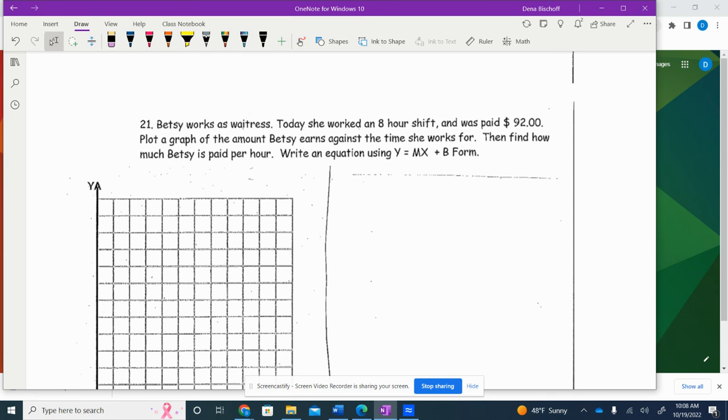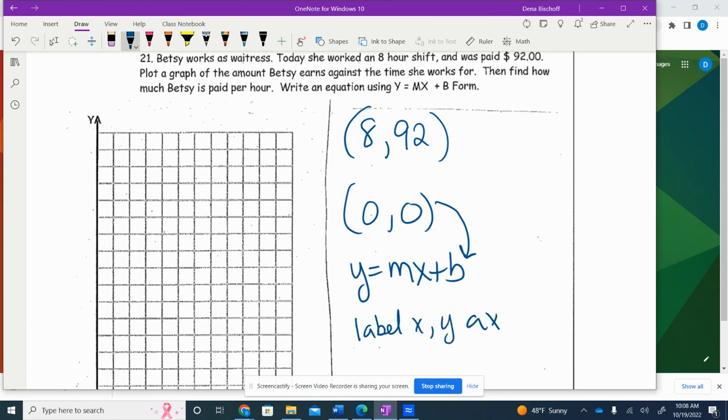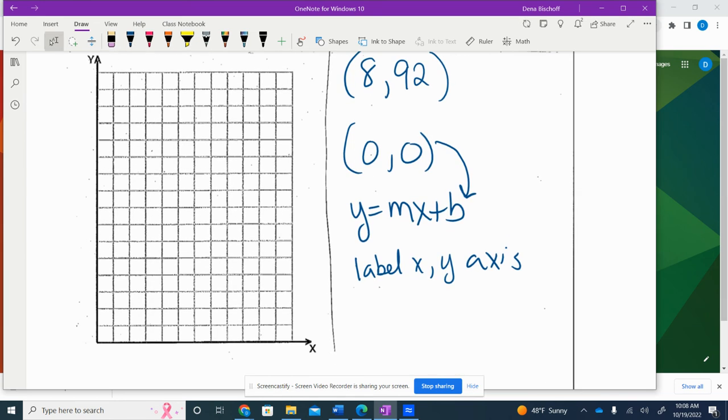Here we go. Betsy worked 8 hours and made $92. If she doesn't work at all, she makes zero money. So I want you to write an equation in this form. You see that your y-intercept, so all you're doing really is finding your slope, right? Your y-intercept is 0. I want you to label your x and your y axes. It's going to be time on the x-axis, money on the y, and draw me a graph.